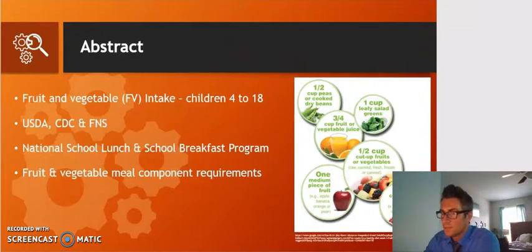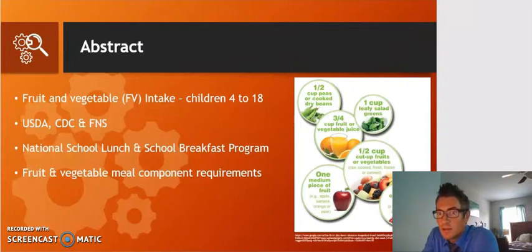So to start off, for children aged 4 to 18, fruit and vegetable intake has been a concern of the Centers for Disease Control and the USDA, United States Department of Agriculture, since the 1990s. Research indicates that fruit and vegetable consumption reduces the risk of developing chronic diseases such as heart disease, type 2 diabetes, and obesity. The USDA provides schools with reimbursement for the number of meals served that meet specific nutrient and meal component requirements as outlined by the Food and Nutrition Services sector.